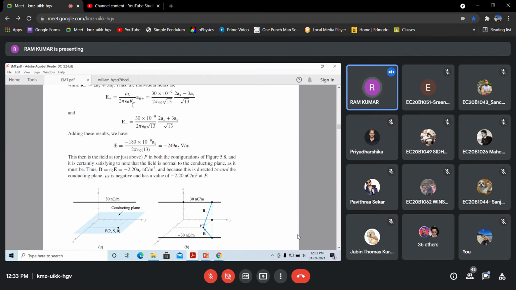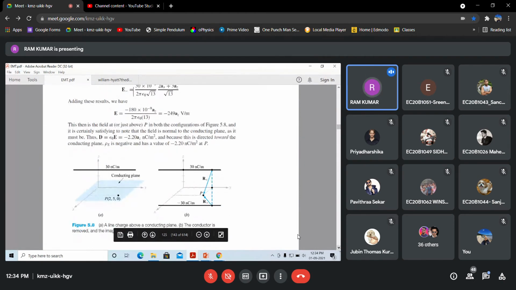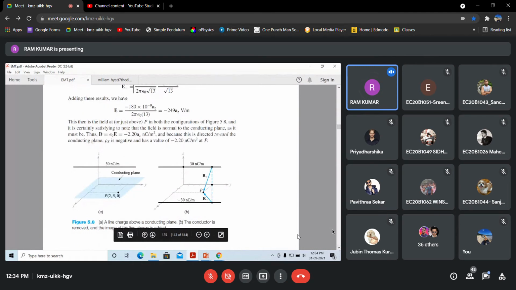Now rho L is given in the question as 13 nanocoulomb, over 2 pi epsilon naught. What is R? This is the distance between the line and the point P where we are going to measure the field. How do we find this distance? Be a little careful here, because sometimes we may confuse the positive or negative.